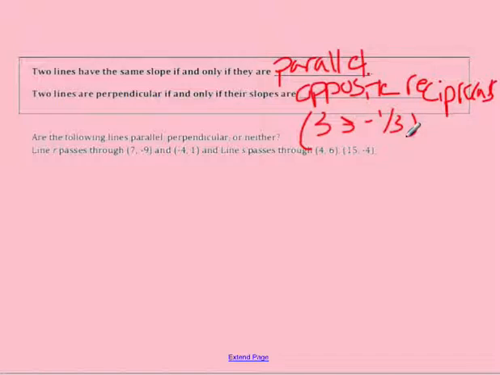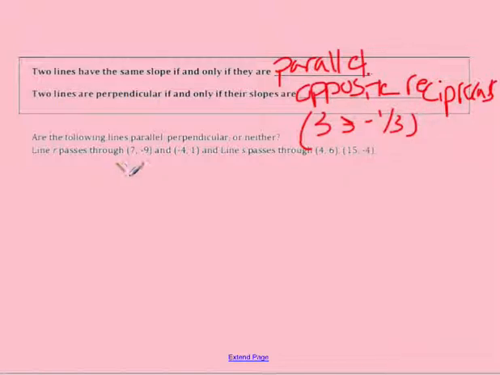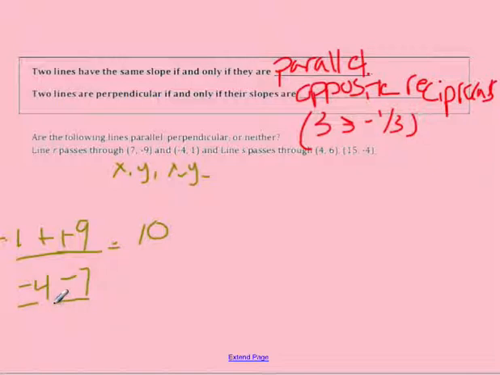So we want to find out if the following lines are parallel, perpendicular, or neither. So we need to calculate the slope of each of those lines. So for the first one, x1, y1, x2, y2. So we have y2 minus y1 over x2 minus x1. So 1 minus a negative 9 is going to become plus. That's a negative 1, sorry, a positive 1. So 1 plus 9 is going to give me 10. 4 minus 7 is going to give me a negative 11.